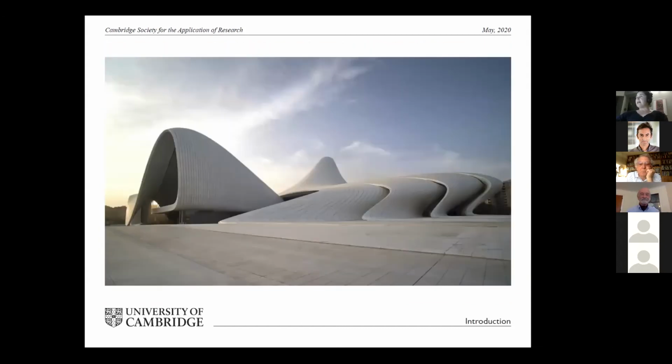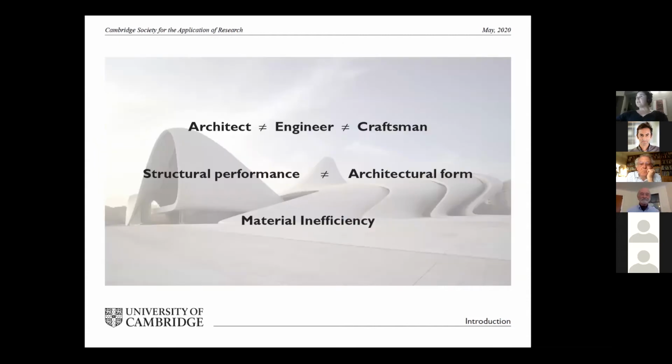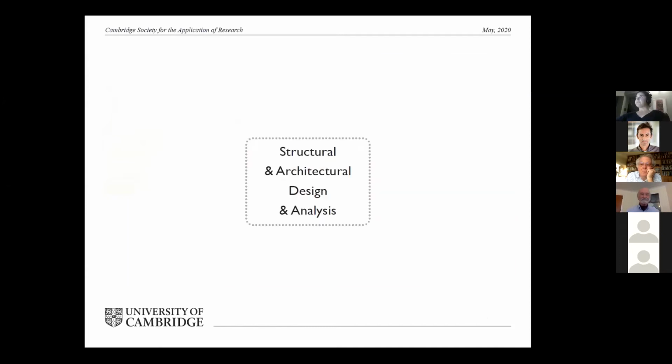However, today, things are quite different. The architect, the engineer, and the craftsman are different people, and often they can't easily communicate with each other because they speak very different languages. So now the structural performance is not an integral part of the early conceptual design stages. In fact, in quite a few cases, the architectural form is made at the beginning, and at later stages, this is given to the engineer to make it stand, to make it work. And that can result in material inefficiency.